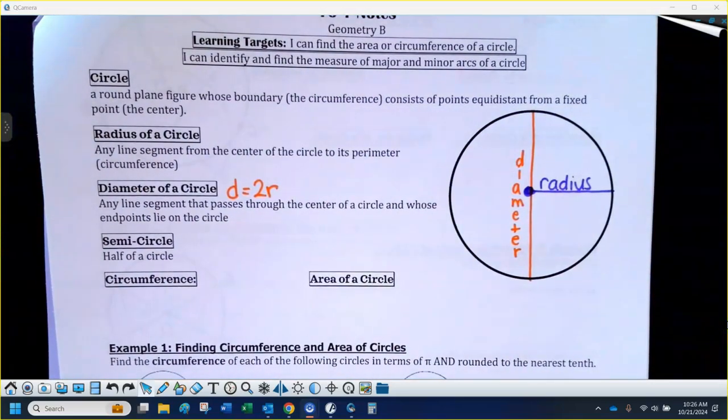A radius on either side of that center point would make up the diameter, so the diameter of any circle is equal to twice the radius of that circle. We're going to use that in a second.